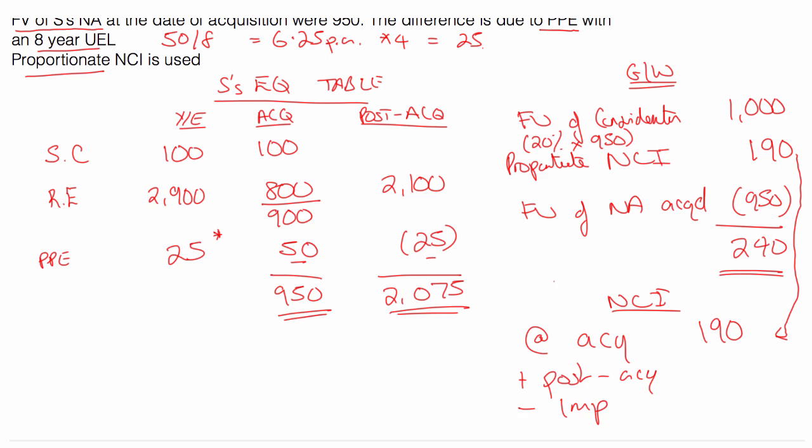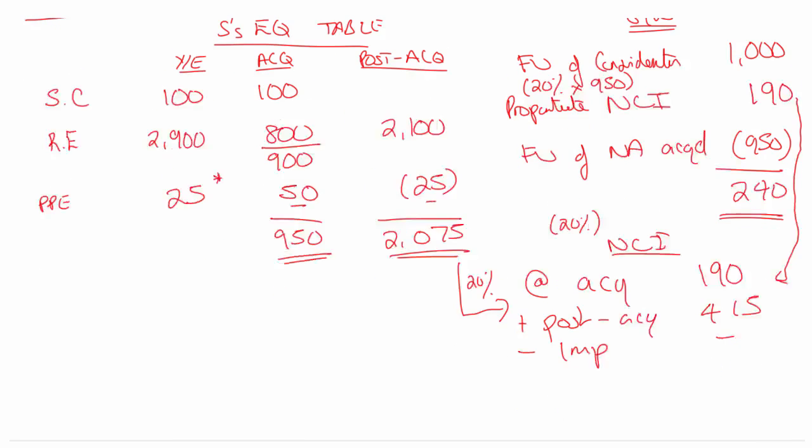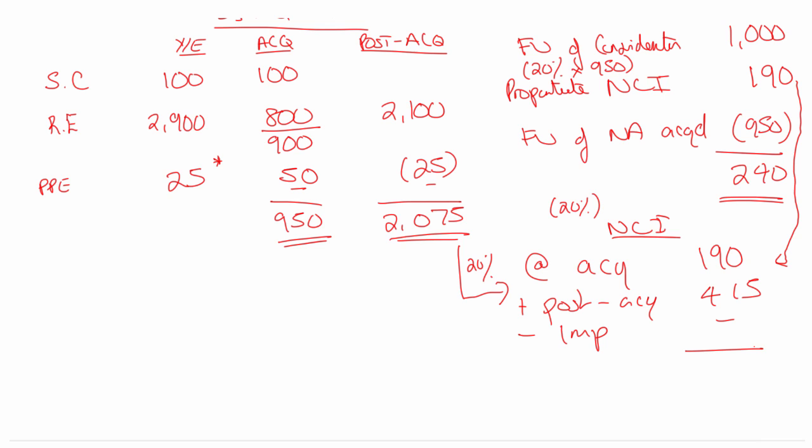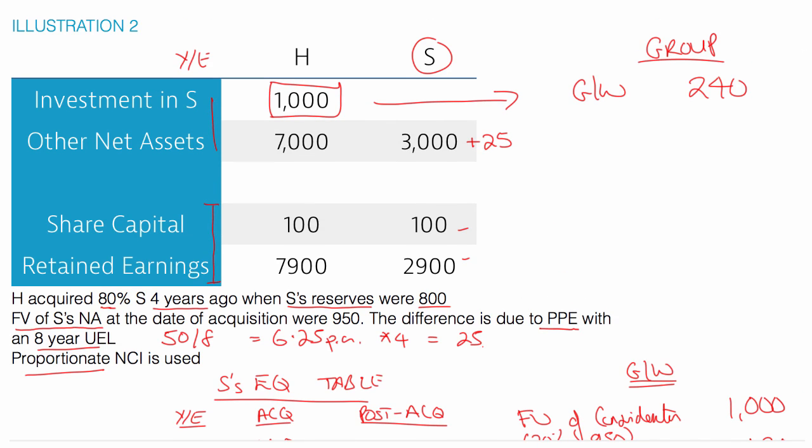Well, NCI is a 20%er, isn't it? We own 80%, so NCI is a 20%er. So the post-acquisition is going to be in there times by 20%. So let me just calculate that. 2,075 times by 0.2 gives me 415. There's been no impairment, so NCI is 415 plus 190, which is 605. So NCI 605 at the year end. I can go put that in now, and that goes to my equity, so I'll just put it in here. NCI 605 goes to equity.